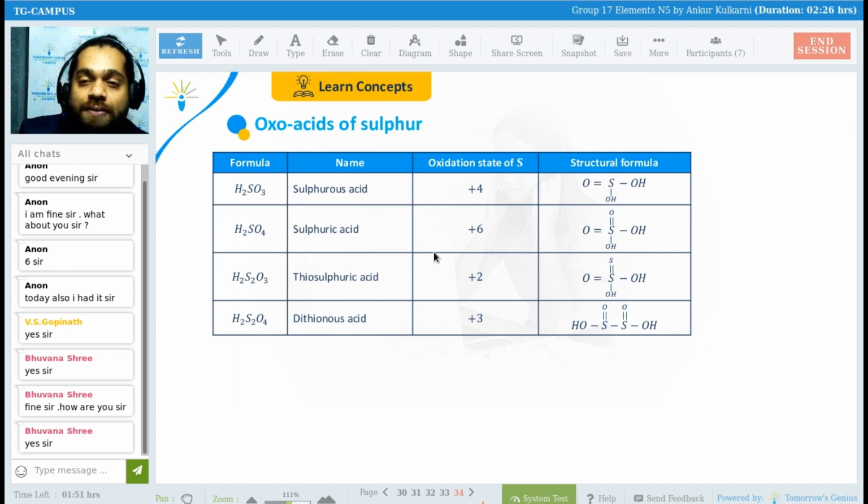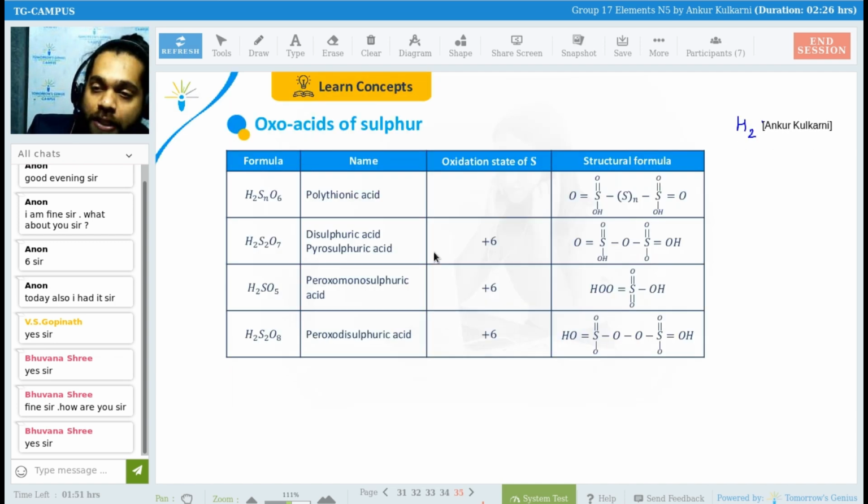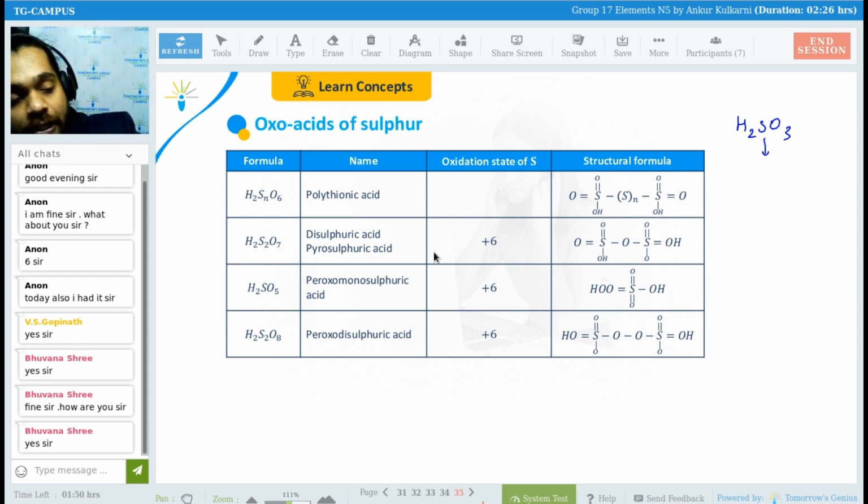Similarly, we have the structures for oxo-acids, which are important. For example, if I have H2SO3, I have explained how to calculate the oxidation state. Come on, calculate for sulfur. What will be the oxidation state of sulfur over here?